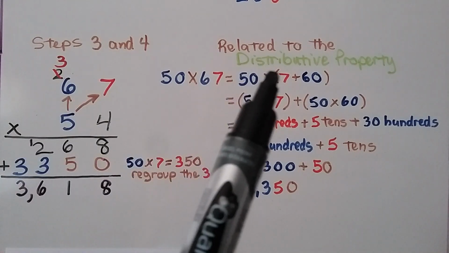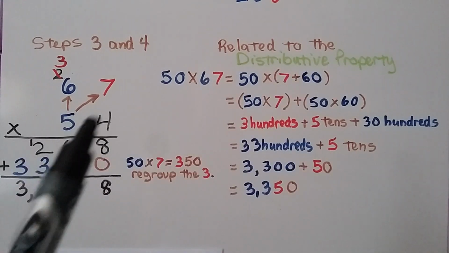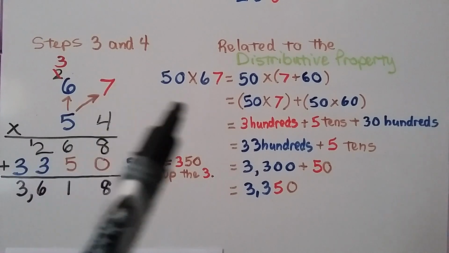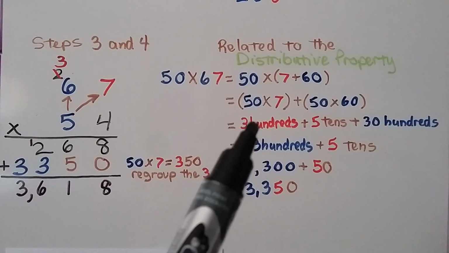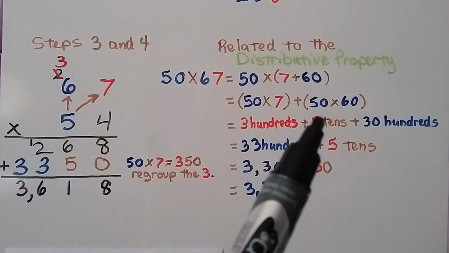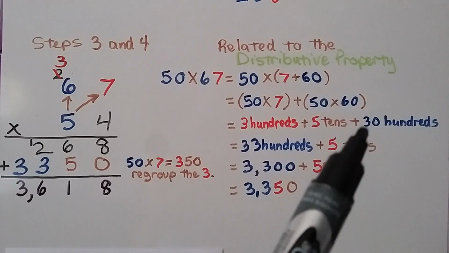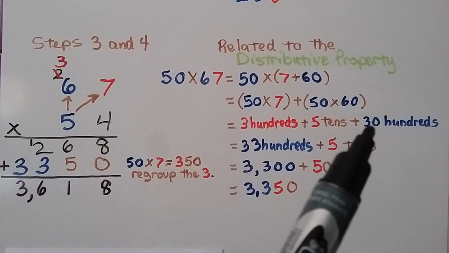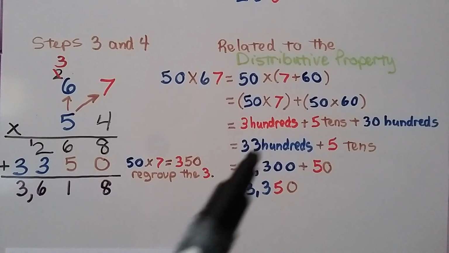So that's 50 times 60 plus 7, but I wrote it as 7 plus 60 so you can understand what's going on here, because we multiplied the 7 first. 50 times 7 is equal to 300s and 5 tens. Then we have 50 times 60. That's 30 hundreds. We add the 300s and the 30 hundreds and get 33 hundreds.